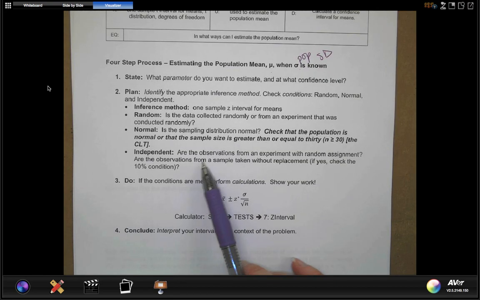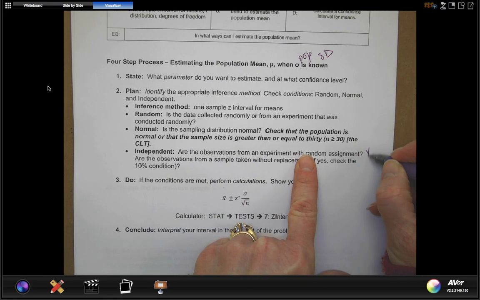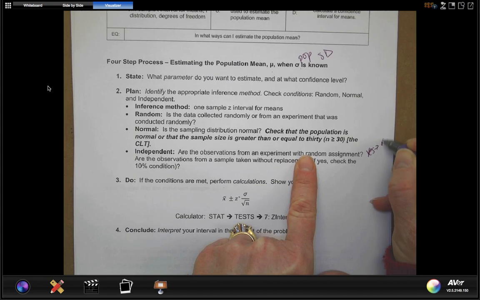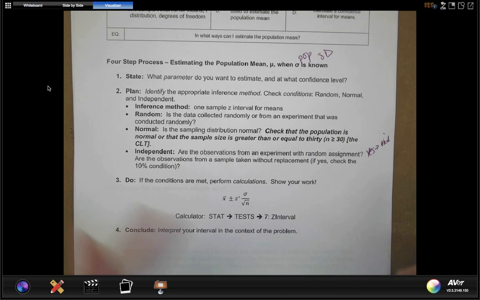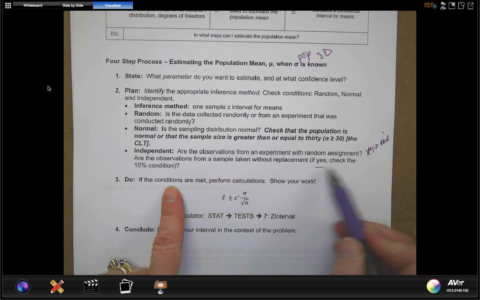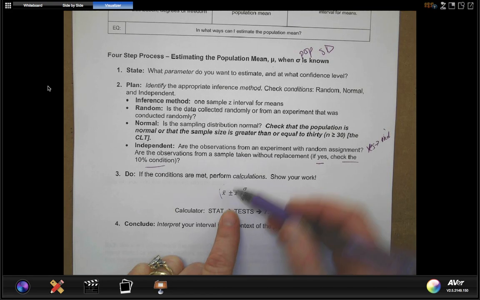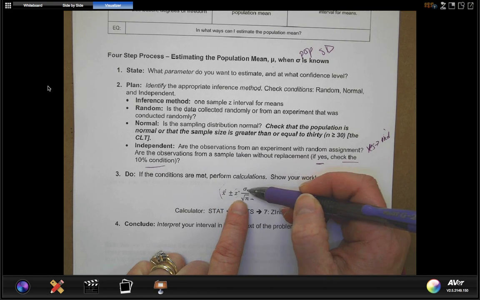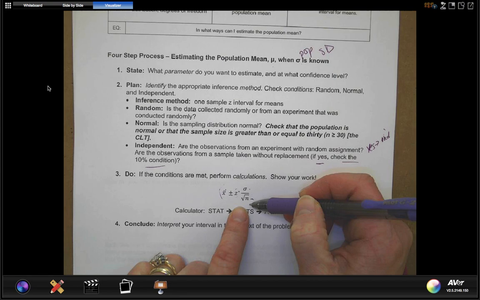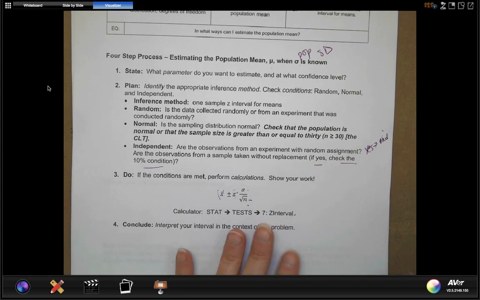I'm going to check my independent check. If I have observations from an experiment with random assignment, then they will just be independent automatically. If the answer is no and I have observations from a sample taken without replacement, then I'm going to check that 10% condition. Here's my formula. Again, it's the statistic plus or minus the critical value times the standard deviation of the statistic. Here's my calculator command, and then our interpretation looks the same, okay?